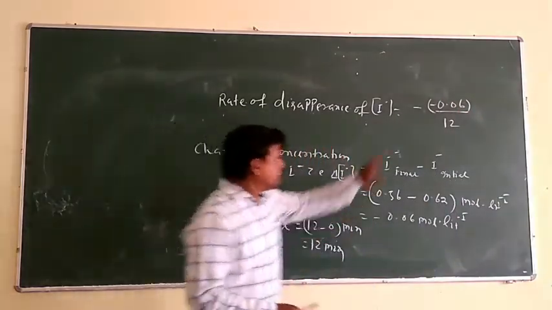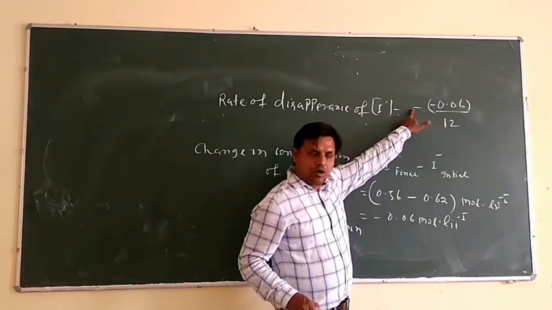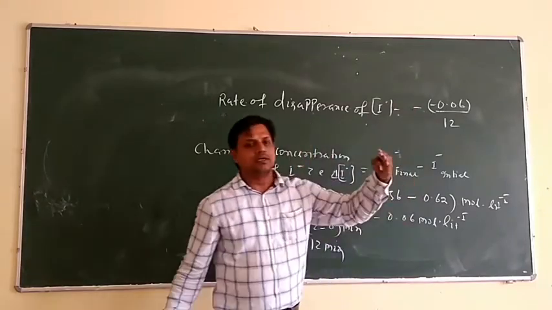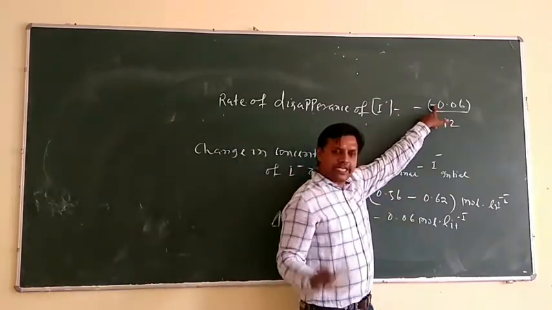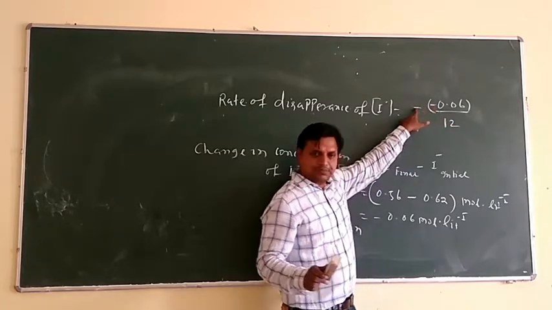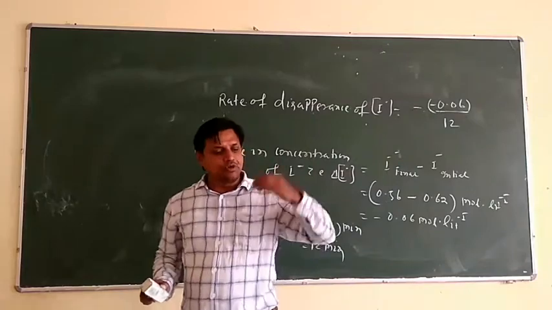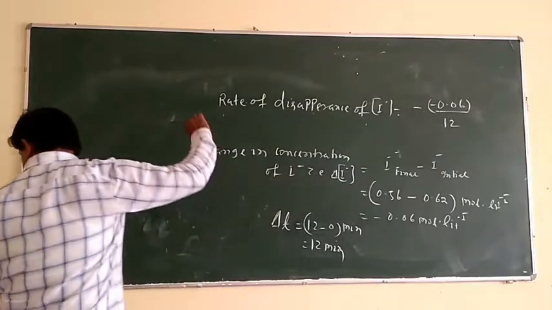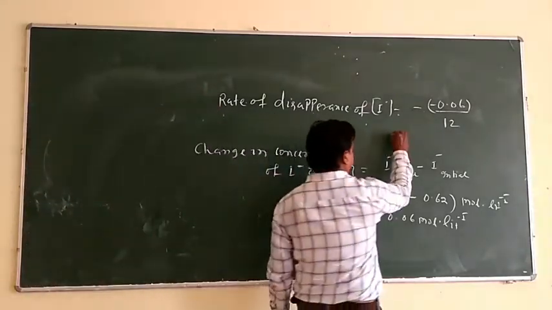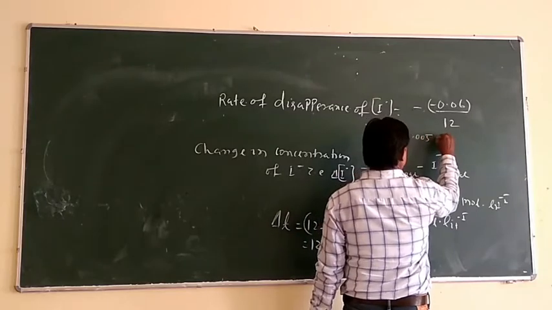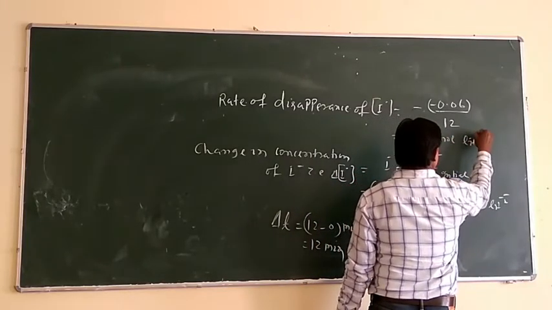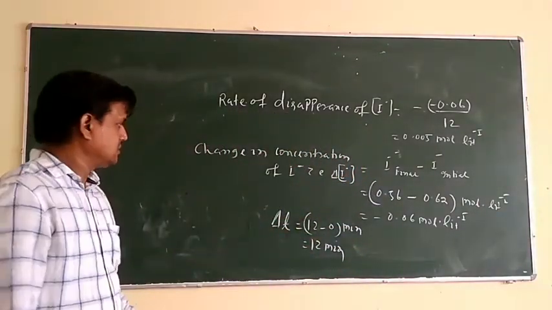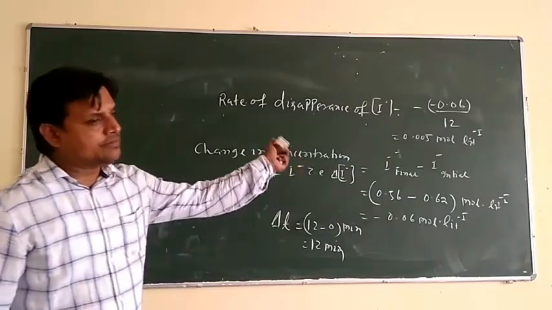I have told you why there is a minus sign before the rate of the reaction in terms of reactant: because the change in concentration is negative, we have to put a negative sign before the reactant to make the rate positive. Okay, so the answer is 0.005 mole liter inverse. That is the rate of disappearance of I minus ion.